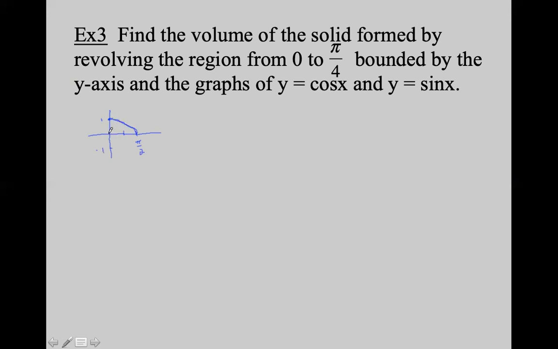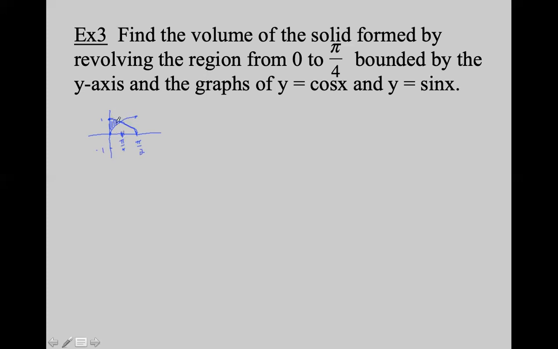My sine graph starts at 0, so 0, 0, but then sine is 1 at pi over 2. So the sine graph is here. This region that we're looking at is the shaded region right here, and they intersect, if I draw this better, right here at pi over 4. So that's the region that we are rotating, around the x-axis, as you see in your notes.